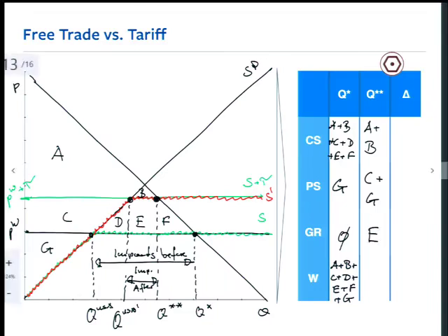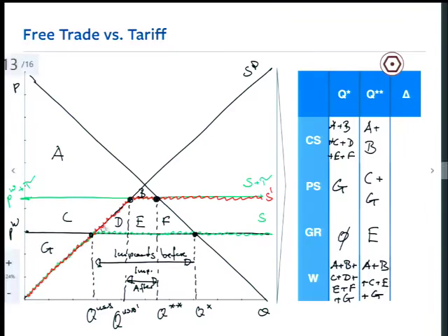Much like for specific taxes, we count that as part of overall welfare because government captures that and redistributes it in some form to the people. So what we've got here is total welfare is now going to be A and B consumer surplus, C and G producer surplus, plus E in tariff revenue. A plus B plus C plus E plus G. So what do we lose? D and F.